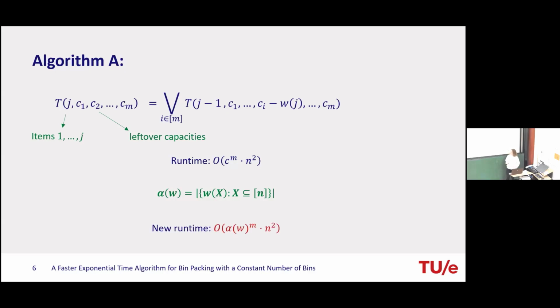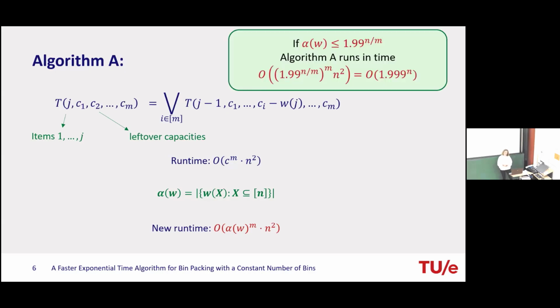And with this, we get a new runtime that is alpha of w to the power m times n squared. And so we can conclude that if alpha of w is small enough, that means smaller than 1.99 to the n over m, if we just fill it in the formula, you can indeed see that we can get something that is faster than 2 to the n. So that's the first part of the algorithm.